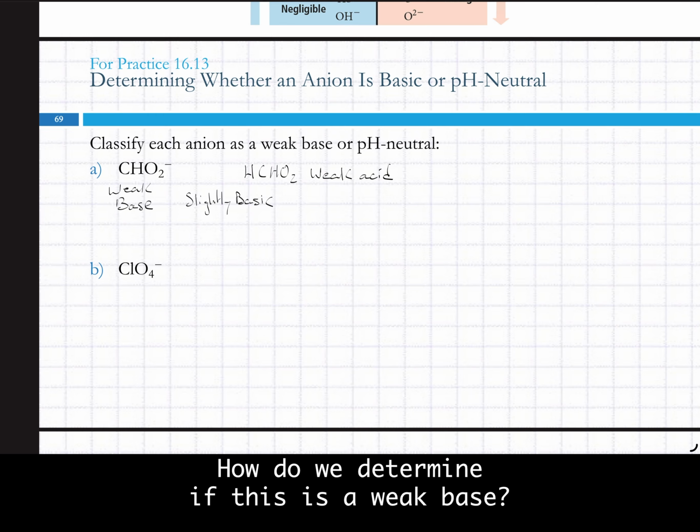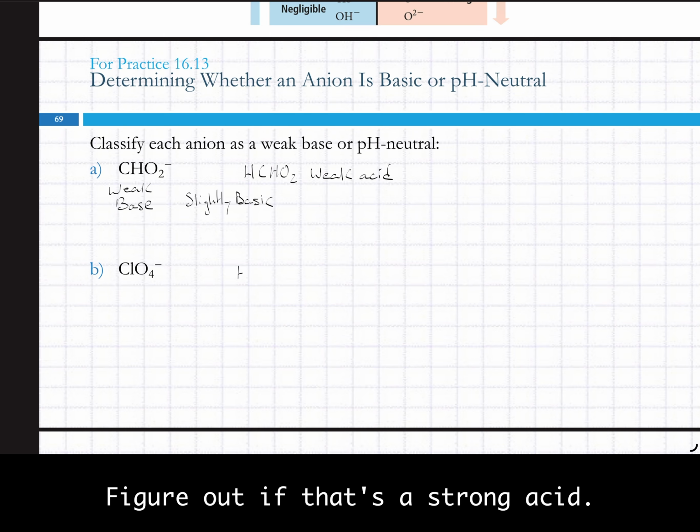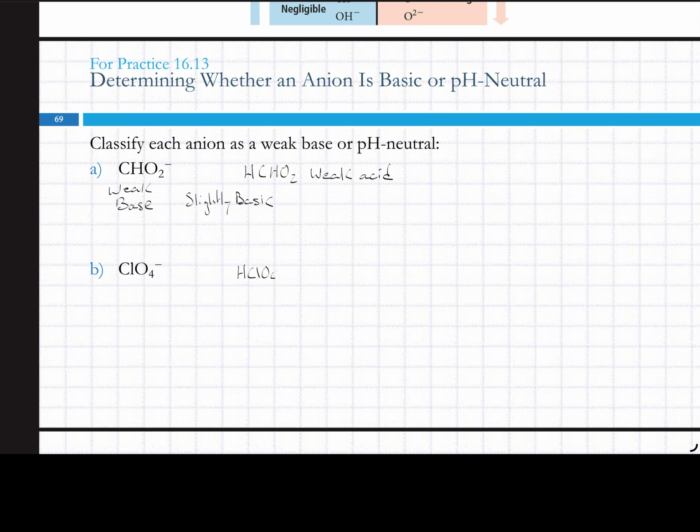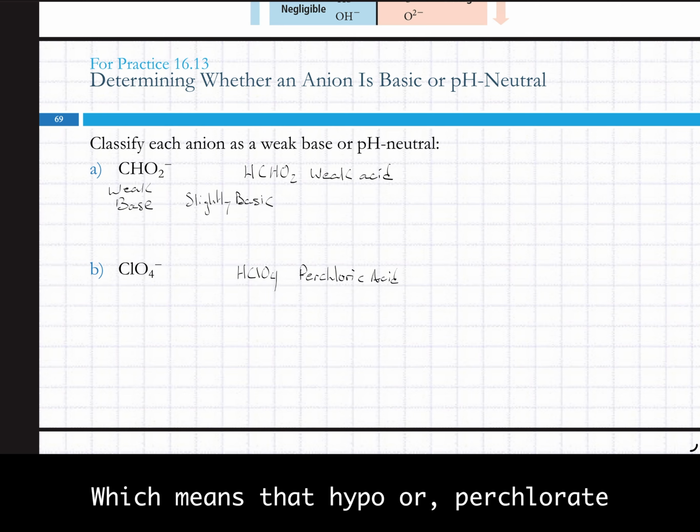ClO4 minus. How do we determine if this is a weak base? Add a hydrogen. Figure out if that's a strong acid. HClO4. Is that a strong acid? It is. Perchloric acid is a strong acid, which means that perchlorate is going to be pH neutral.